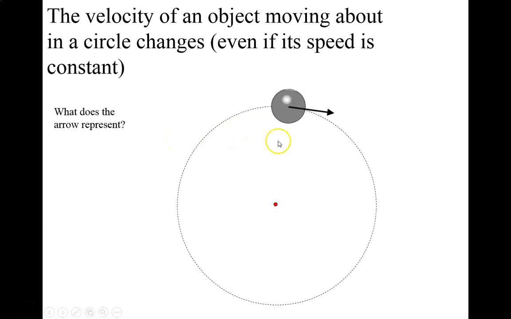So the velocity of an object traveling in a circle constantly changes, even if its speed is constant, because the direction is changing. If you look, this is the direction of travel in that arrow. So the direction of travel, also known as velocity, is constantly changing. Therefore, it's accelerating.